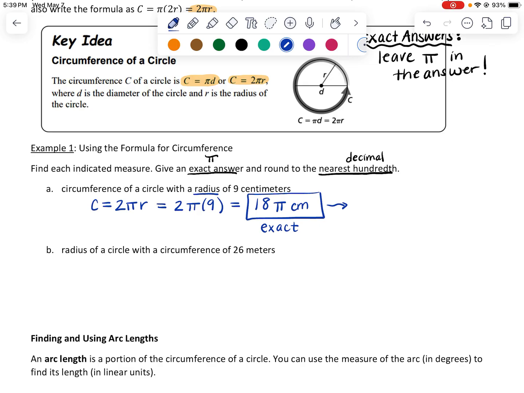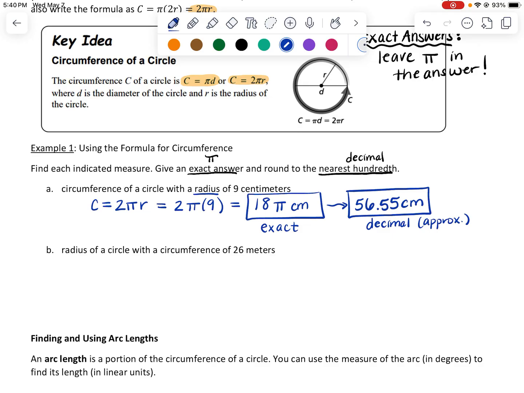And so then I can go ahead and put that in my calculator. You have a pi button on the left-hand side. If you have a graphing calculator, it's above the divide sign. So when I put that into my calculator, we get 56.55 centimeters. And this is your decimal answer, which is your approximate answer, we can also call it.